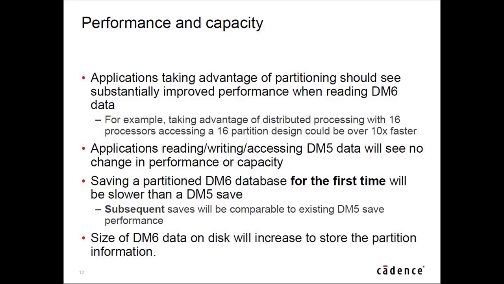Something that should be noted is that the first time you save a partitioned DM6 database, it is going to be slower than the DM5 save, because this is the point of save where we take all the data that's in partitions and save them out into separate parts of the data file. So that does take longer. But when you save thereafter, it should be comparable to an existing DM5 save, unless you've completely reworked all of your data and it's essentially having to recreate all these partitions. Also note that, because we have to store partition information, the size of data on disk will increase somewhat.